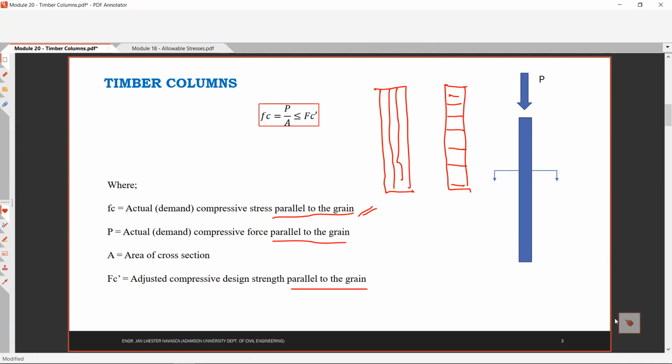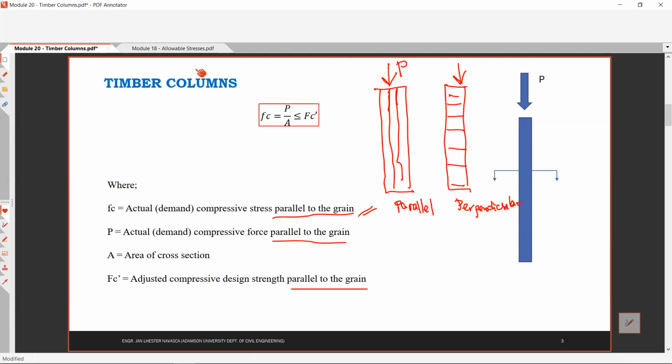So which is better? Compare this one, parallel to the grain, and this one, perpendicular to the grain. This is the applied load. It is parallel to the grain here, so this is parallel, and this one is perpendicular. Which one is better, parallel to the grain or perpendicular to the grain?